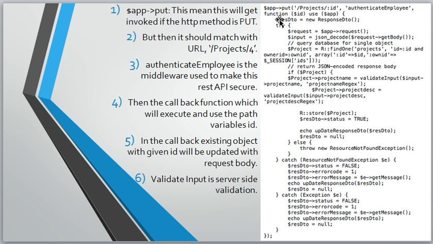4. Then the callback function which will execute. 5. Then the object of response DTO is created. 6. Then inside the try block the request body is taken. 7. Using the path variable the project is searched in the database. 8. If the item exists, then it is retrieved from the database and the parameters that are supposed to be updated are changed. 9. Then the project object is stored back to the database. 10. If the project does not exist, throw resource not found exception.